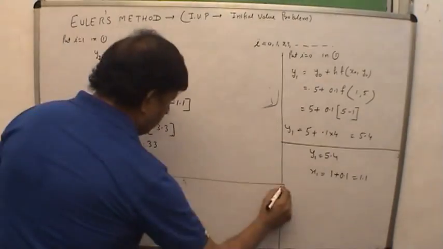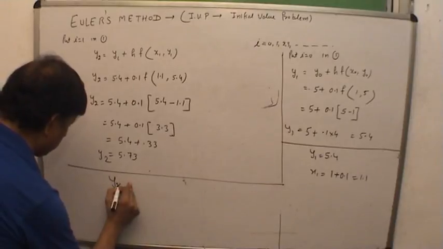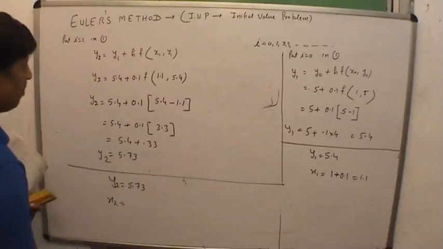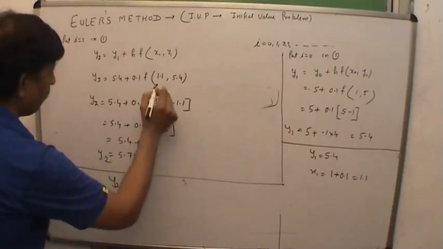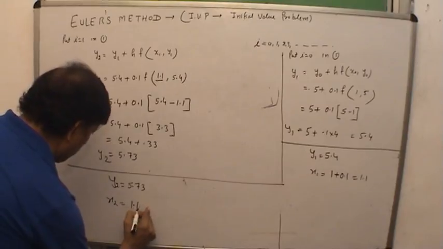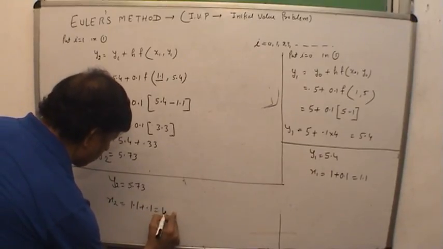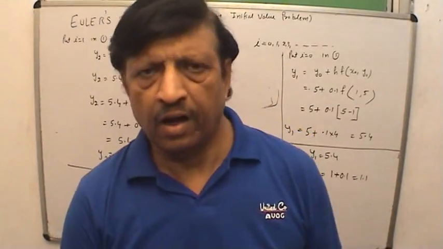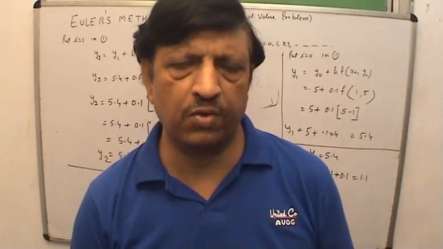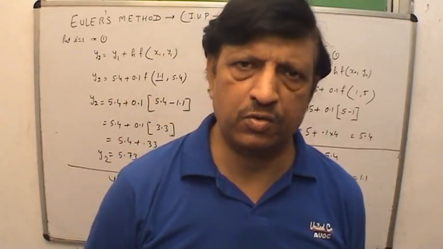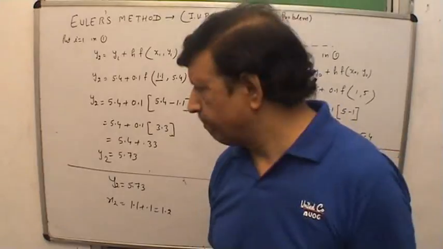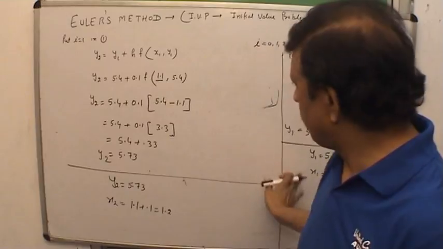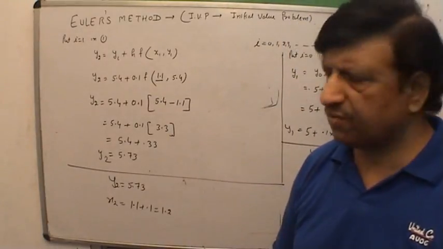Again we can proceed with the values. The y2 is equal to 5.83, and what about x2? That is equal to 1.1 plus 0.1, that is equal to 1.2. And we can repeat this step again and again, the same procedure, until we get the repetition of the values or approximately equal values. But three steps are sufficient from the exam point of view. Only 1, 2 and one more step is sufficient.